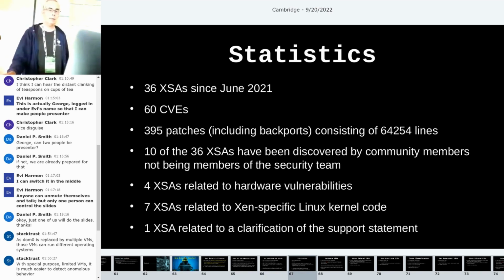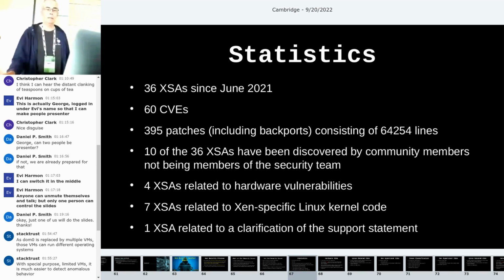So now some statistics on what has happened since the last Xen Summit, so since June 2021. We have 36 XSAs being made public in this timeframe, which got assigned 60 CVEs. There are more CVEs than XSAs because some XSAs might contain more than one CVE.